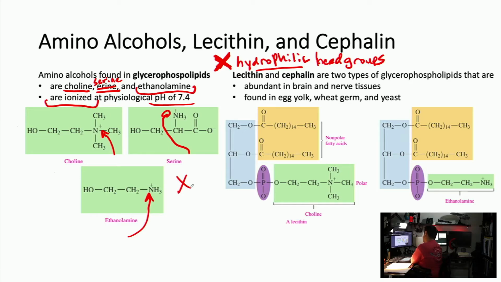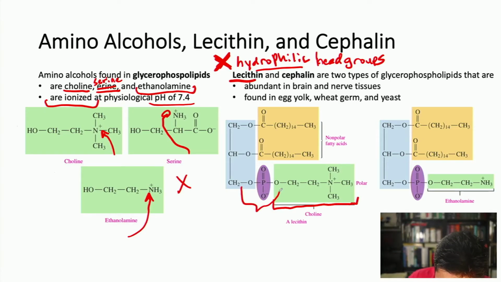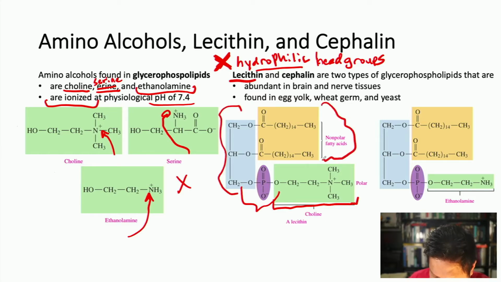So let's see them in actual glycerol phospholipids, right? One of those glycerol phospholipids is lecithin. Lecithin has a choline head group that's polar, right? It's got its phosphodiester bond right there, connected to its glycerol right there, and the nonpolar fatty acids are there. And this is a 1 plus 14 is 15, plus one more is 16. That's a palmitic acid, or palmitate, right?